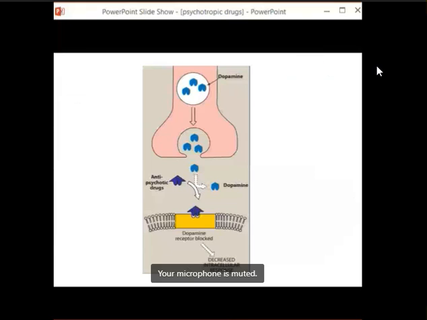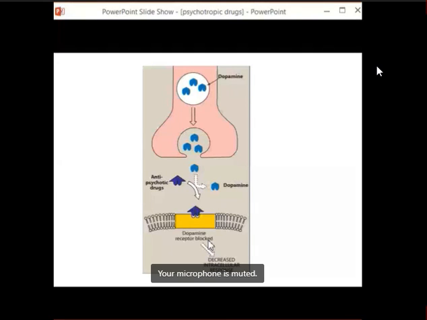You can see in this picture, the antipsychotic drug goes and binds to the D2 receptor in the mesolimbic system and inhibits the action of dopamine. That will decrease the intracellular response, and so it will decrease the symptoms of schizophrenia.